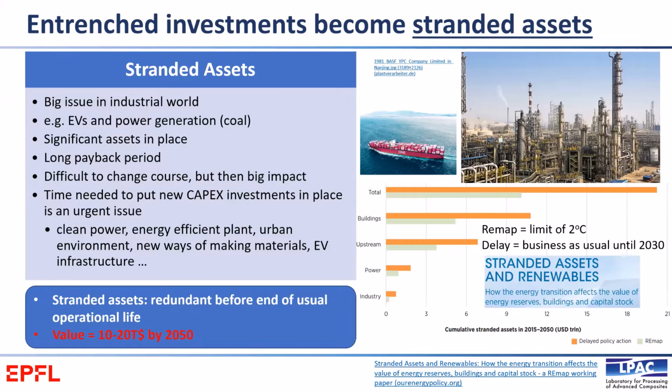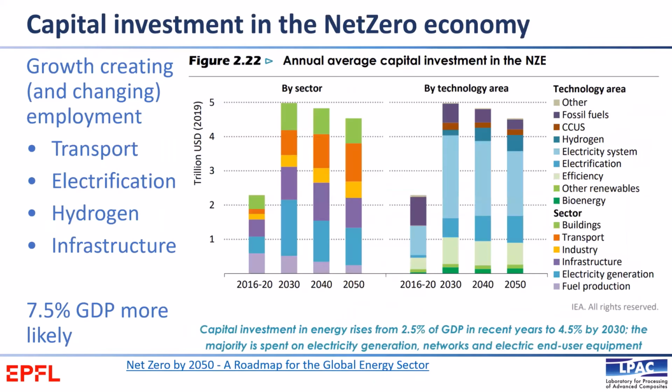This is a study that shows the value of stranded assets by 2050. It could be 10 to 20 trillion dollars of heavy industry that is stranded, that needs to be retired before the end of its useful life. If we do it soon, it's cheaper than if we delay. So that seems negative, but at the same time, we can look at where we can invest in the net zero economy.